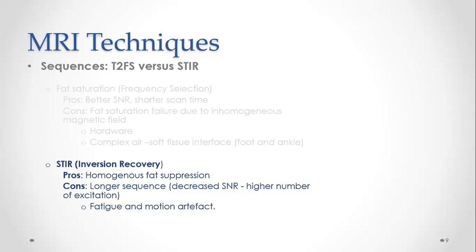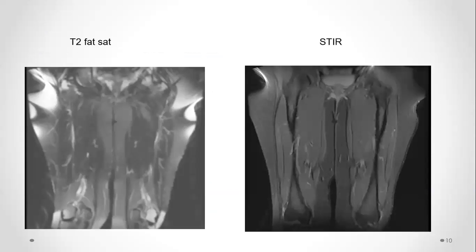The disadvantages, however, you would wonder why we can't use STIR sequence for all sports injuries. The problem with it, though, is the scan time is longer. And the reason why the scan time is longer is because we need to increase the number of excitations to improve the SNR, because this inversion recovery has inferior SNR compared to fat saturation, and that results in fatigue and motion artifact.